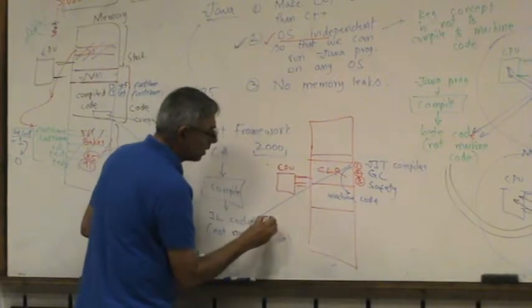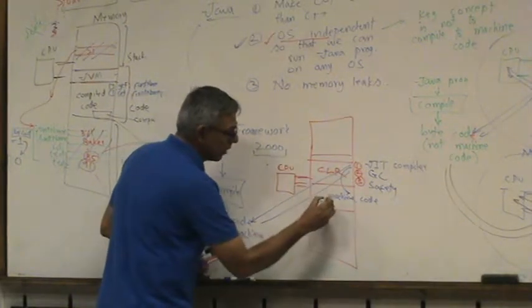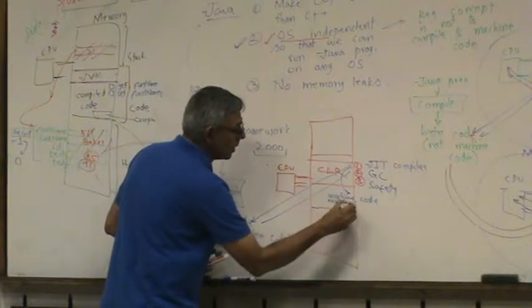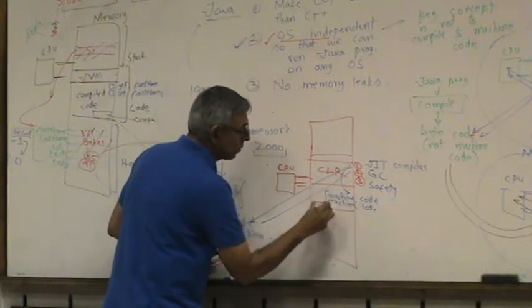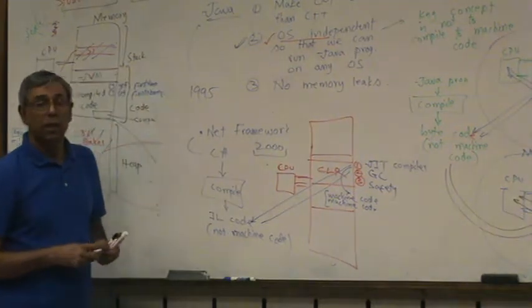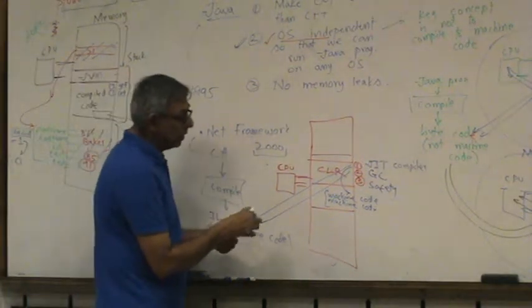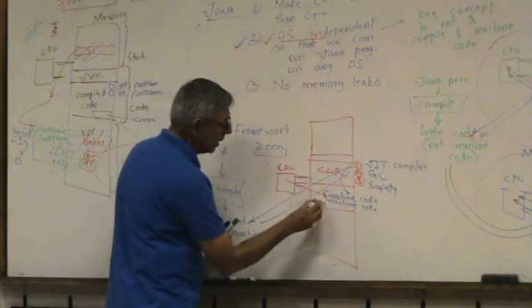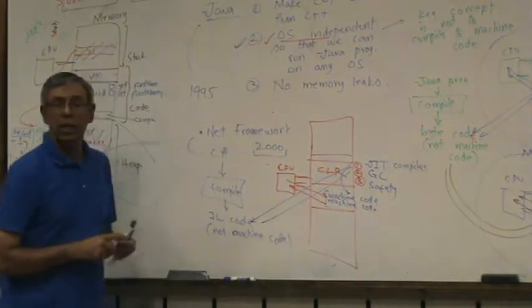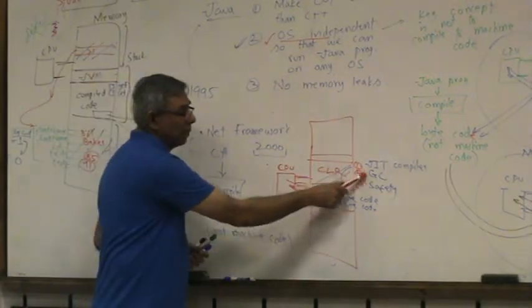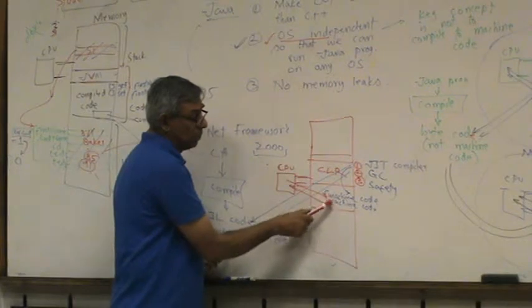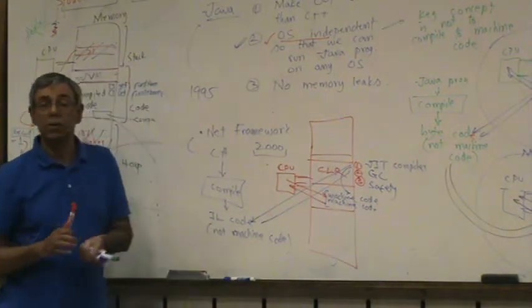Then it will read some more IL code and convert it to machine code. So as it's running, it keeps converting it to machine code. The CPU only runs the machine code, so it directly goes to the machine code and runs it. The garbage collection and safety environment are provided to this machine code as it runs it.